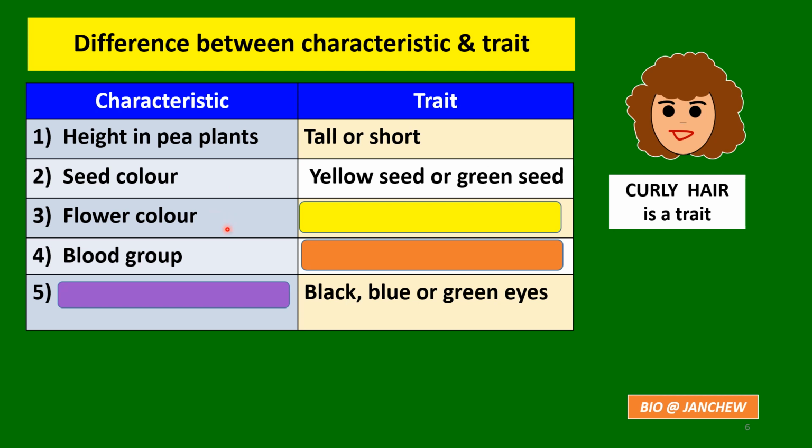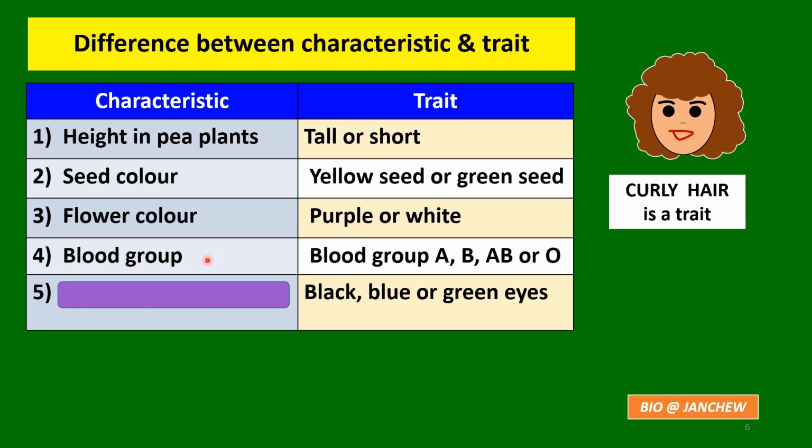Now, for flower color in pea plants, there are two colors, all right? So what are the two traits that are possible? Purple flower or white flower. For blood group in humans, there are 4 different traits. So a person can inherit 1 out of the 4 traits. So a person can have blood group A, B, AB, or O.